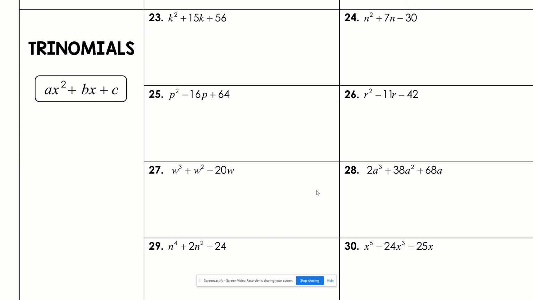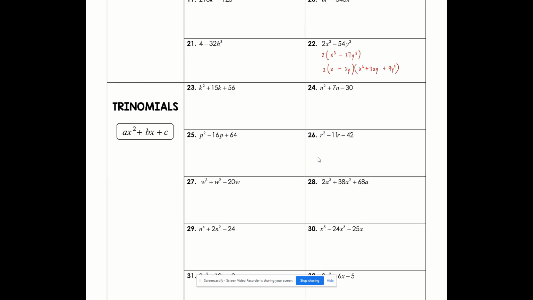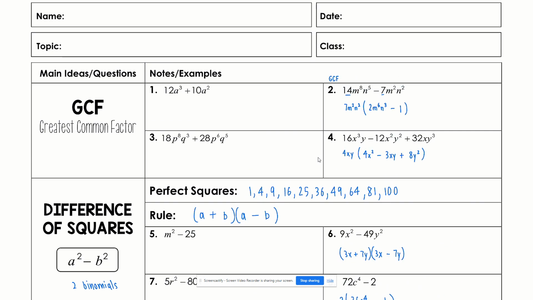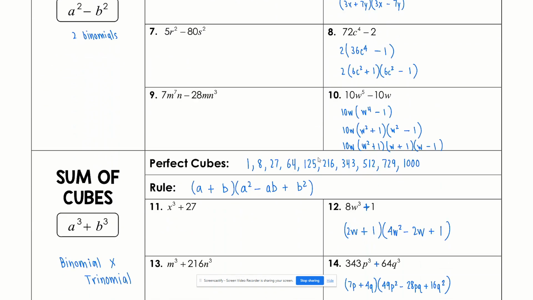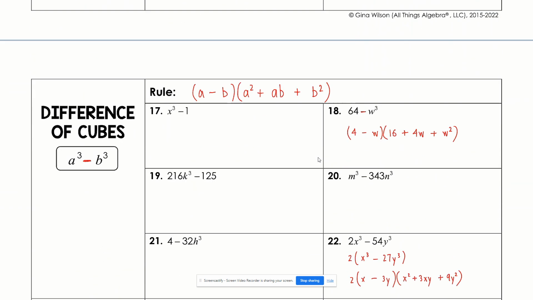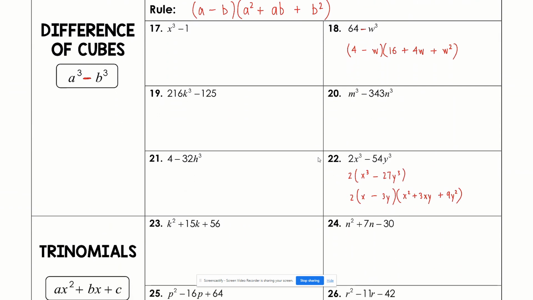So, on Friday, homecoming day, we spent the time going over the homework that we did for all of this type of factoring. Remember all this? GCF, difference of squares, and sum and difference of cubes. I think that y'all are in pretty good shape.